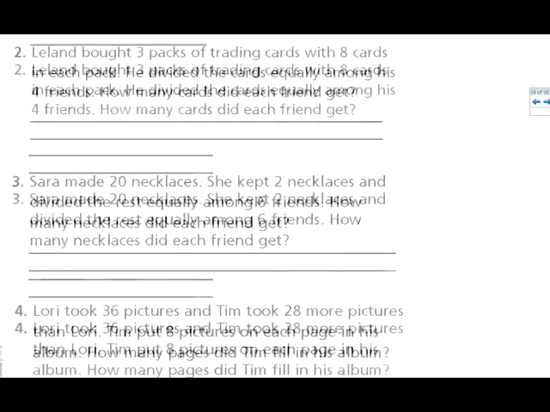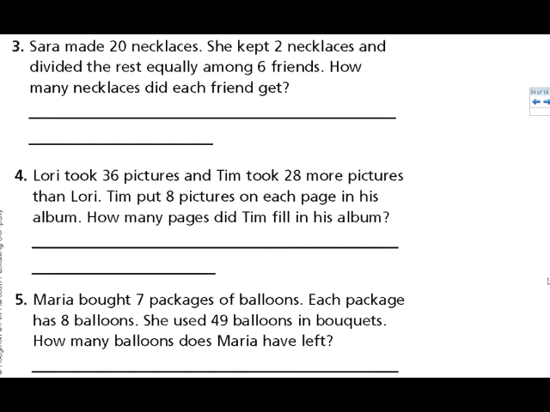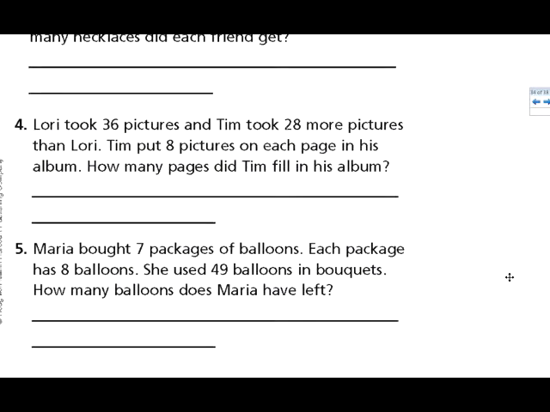I wanted to do one today. I was going to do this one right down here. Maria bought 7 packages of balloons. Each package has 8 balloons. She used 49 balloons in bouquets. How many balloons does Maria have left? Now, when I first read that, I wanted to instinctively go 49 divided by 7. Would that give me the correct answer?